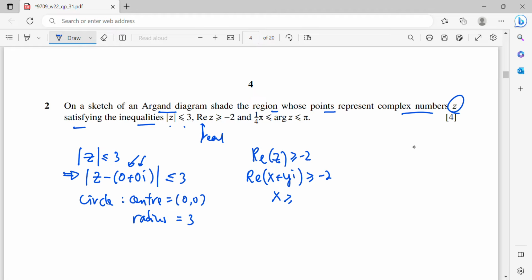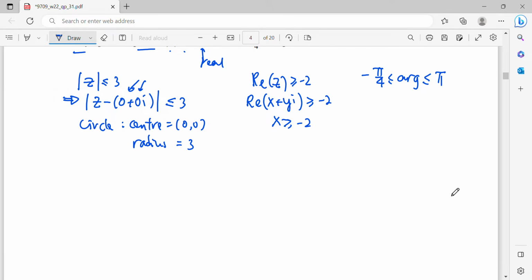So now you need to shade the region for x squared equals to minus 2, and now followed by the argument between pi over 4 and pi. So the argument is the angle from the complex number. So first of all, we have to sketch the circle with center 0, 0 and the radius 3. So let's say here 0, this is 3, and this is negative 3. So now we get a few points.